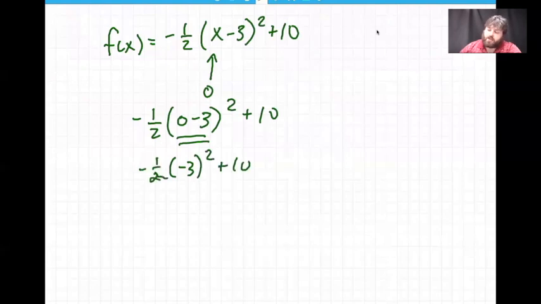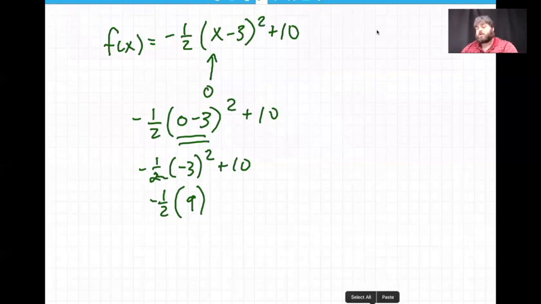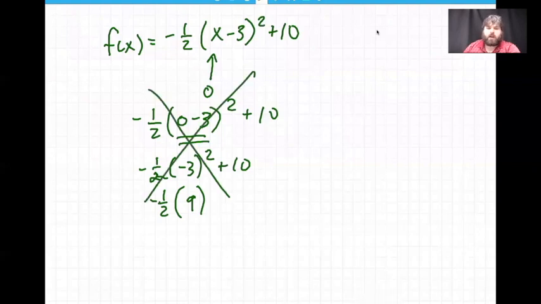Okay, I have to then square the 3. So I get -1/2 times 9. See, all this is too much work. Ultimately, we want to be able to do this without doing really any work at all. So 0 is actually not a good choice to plug in for x here. Do you see what the easiest number would be? The easiest number would be 3.